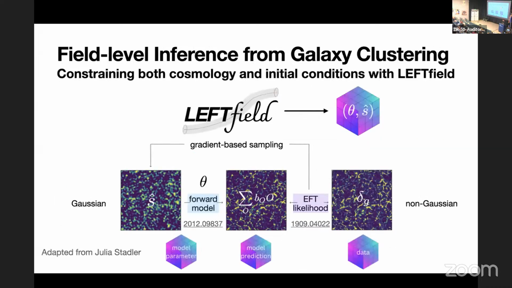So what happens when you have a fast simulator like this? Well, you can do many things, including field-level inference. You start from Gaussian initial conditions, and then you forward model, assuming some cosmological parameters. Then you do the bias expansion, and now you can compare the model prediction for the galaxy field to the data directly, again at the field level. And repeating this process many, many times, you can simultaneously constrain not only the cosmological parameters, but also the parameters that describe the initial conditions of the universe.